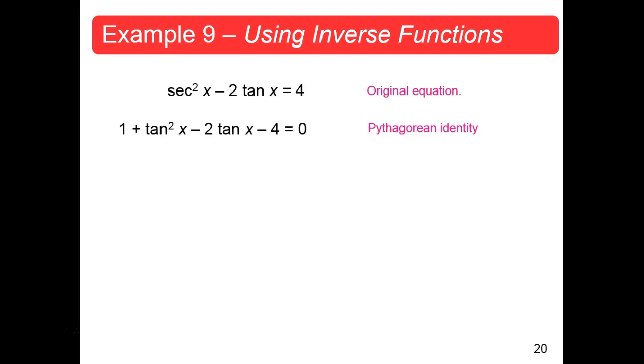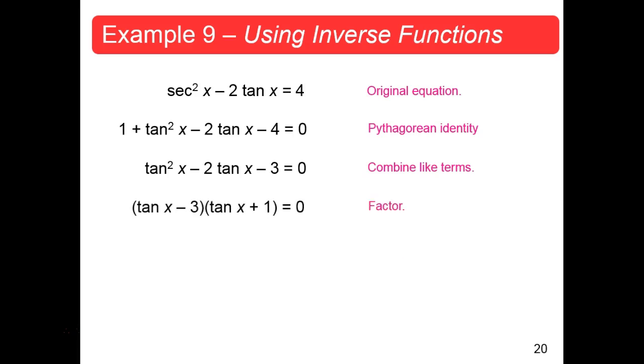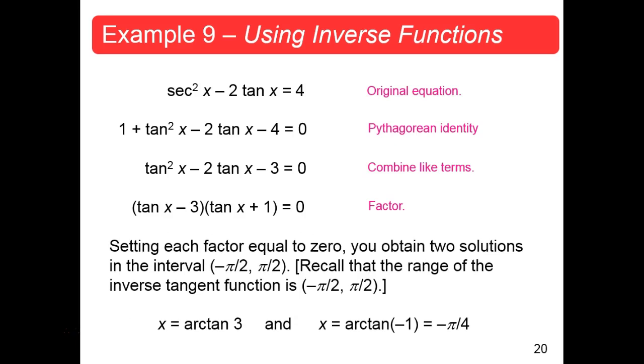First thing they did, just like you did, use the Pythagorean identity for secant squared x, and that gives you 1 plus tangent squared x minus 2 tangent x. And they subtracted the 4 from both sides to begin with, so that gave them equals 0. Then you combine the like terms, and that gives you tangent squared x minus 2 tangent x, and the 1 minus 4 is minus 3 equals 0. Then, just like you did, they factored and got tangent x minus 3 times tangent x plus 1 equals 0. Setting each factor equal to 0.